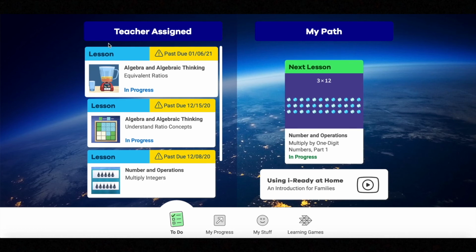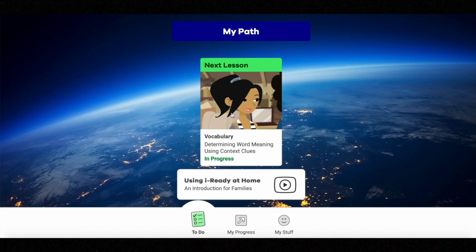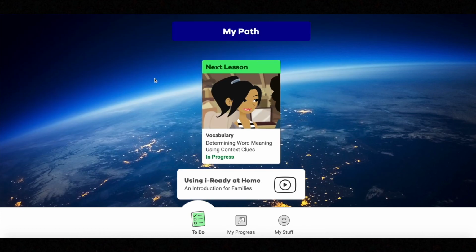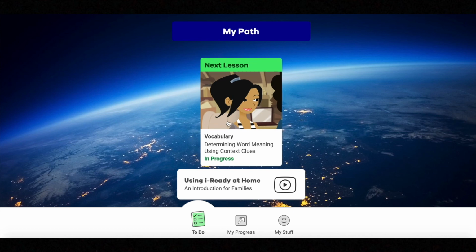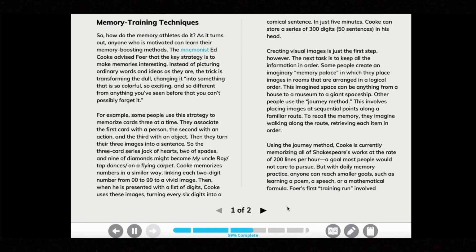Also, we have My Path for reading as well. In this case, notice there are no teacher-assigned lessons. There's only just the My Path lesson. Once again, you would log into the lesson. Great, but let's get back to the passage.